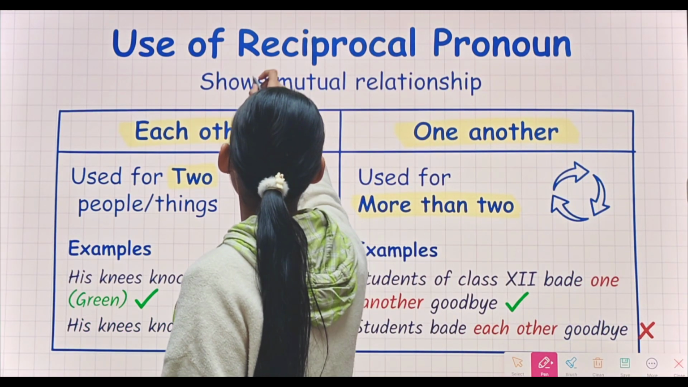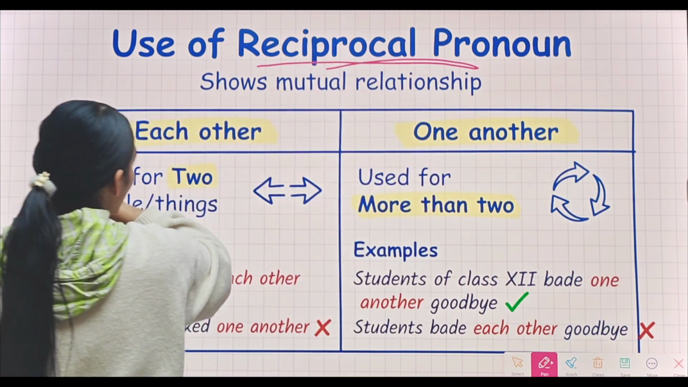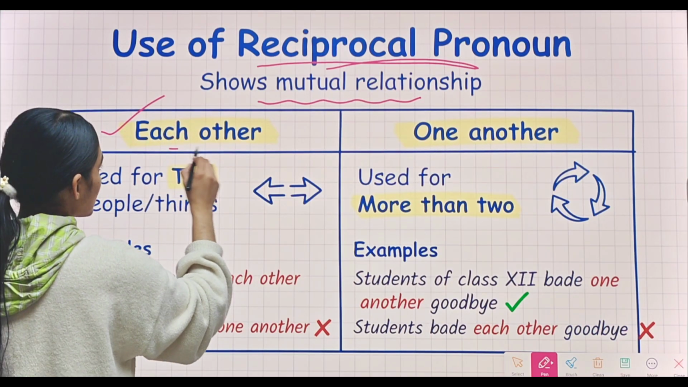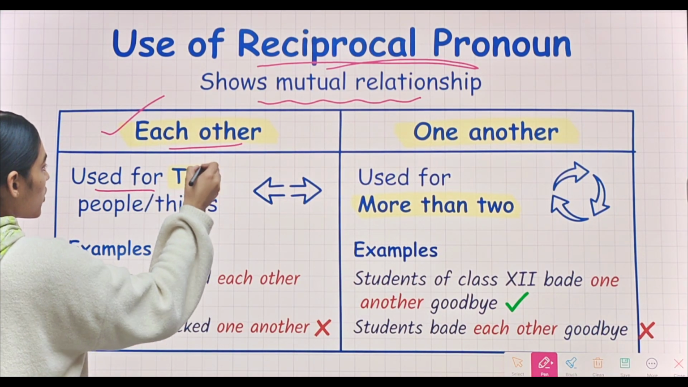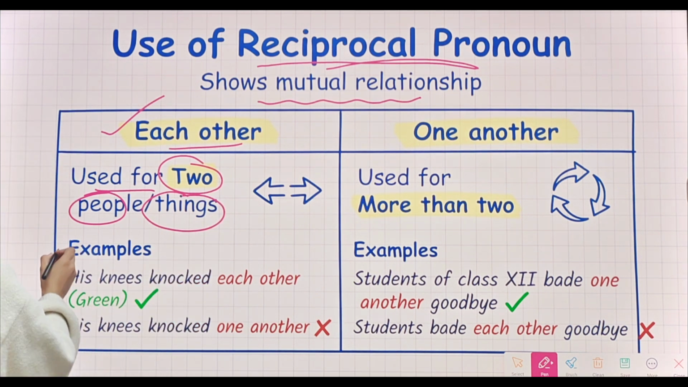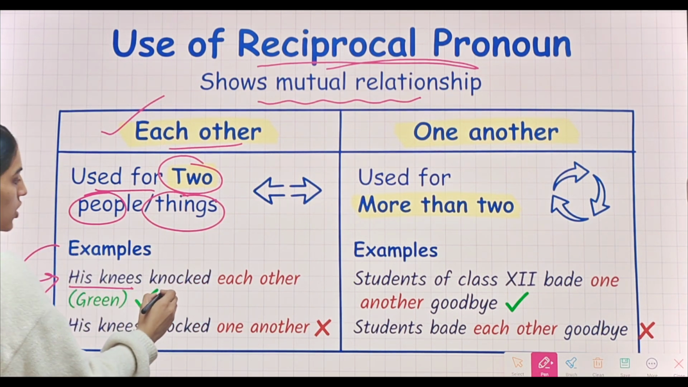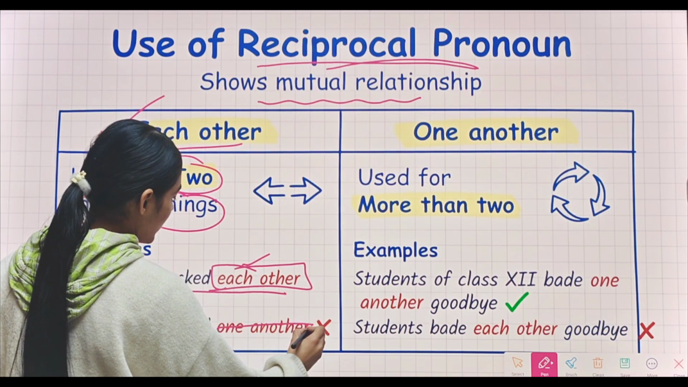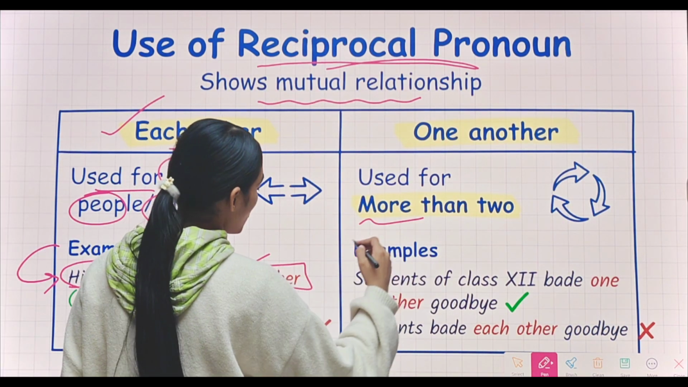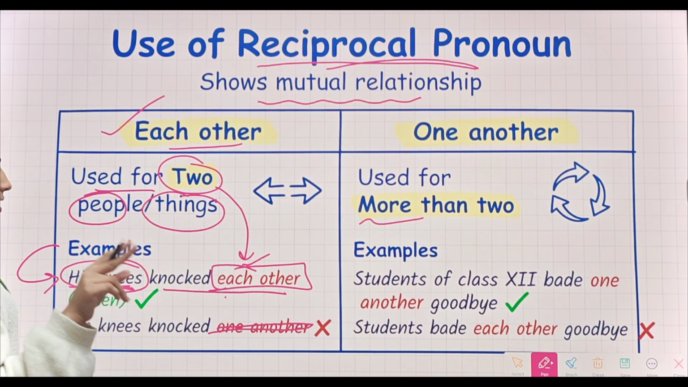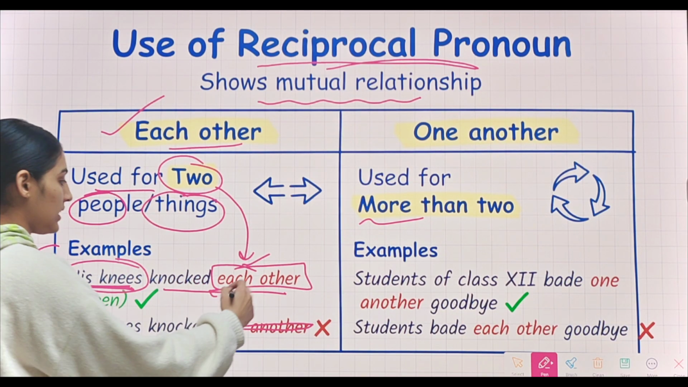Now let's see the use of reciprocal pronouns. They show mutual relationship. The first one we have is each other. It is used for two people, things, or anything. Alright. Now let's see the examples. His knees knocked each other. So each other will be used instead of one another. One another is for more than two, and each other is between two. So here, his knees, knees are two, so we will use each other.